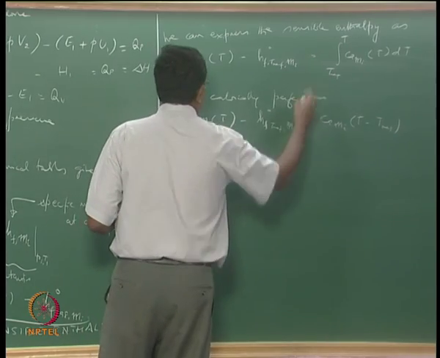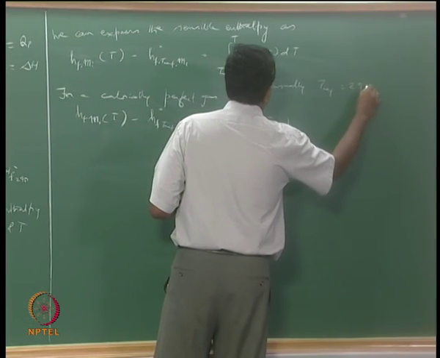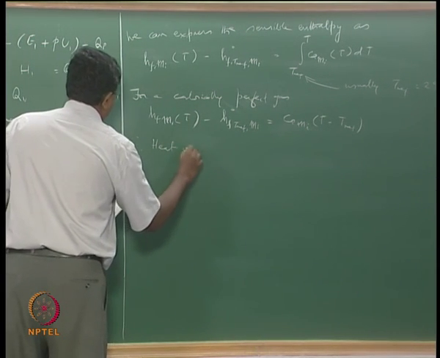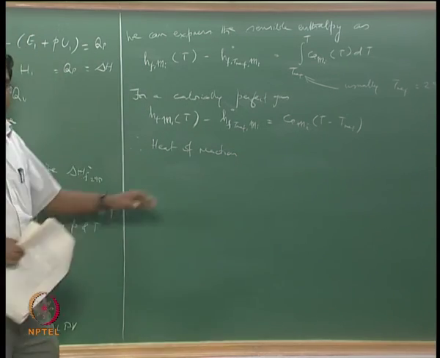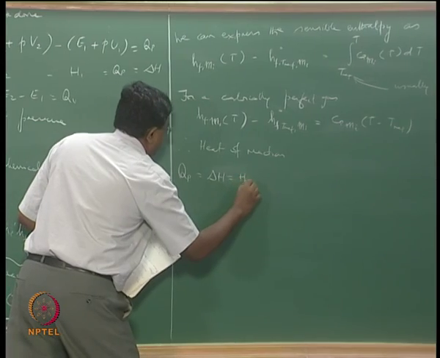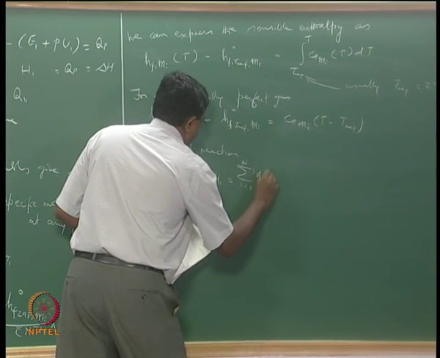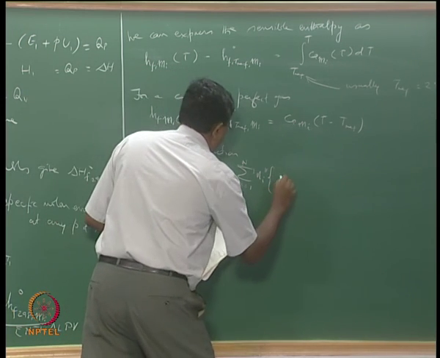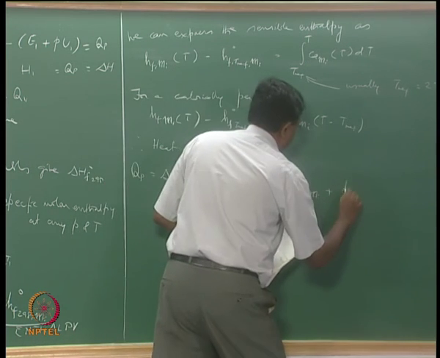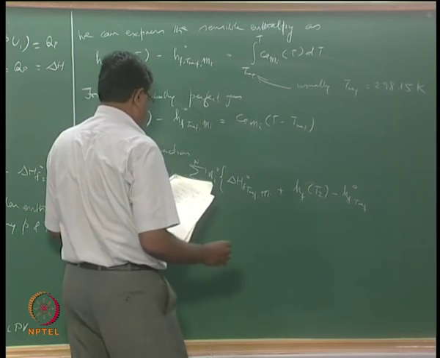Usually we say T_ref is 298.15 K, if you want two decimal places accuracy on the temperature. So therefore, the heat of a reaction, for any reaction that we are looking at, let's say methane oxidation to carbon dioxide and water, is delta H equals H2 minus H1, equal to the sum over i from 1 to N of N_i double prime, open your curly brackets here, and then write delta h_f^0 at T_ref for species i plus h_f(T2) minus h_f^0(T_ref).